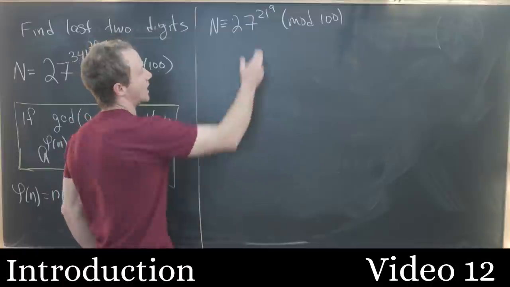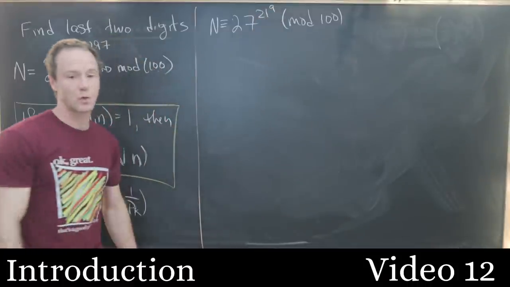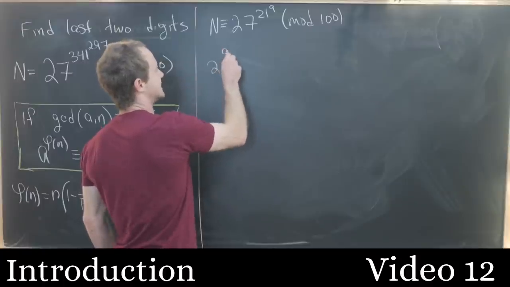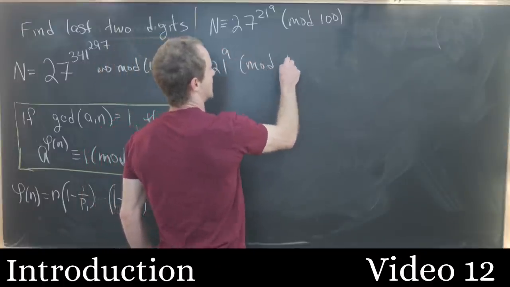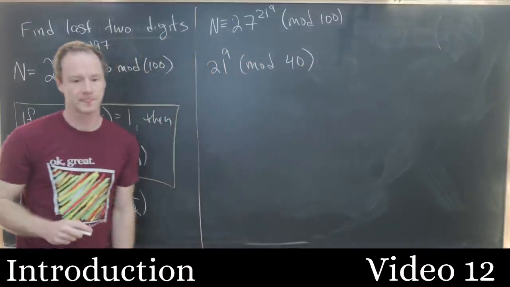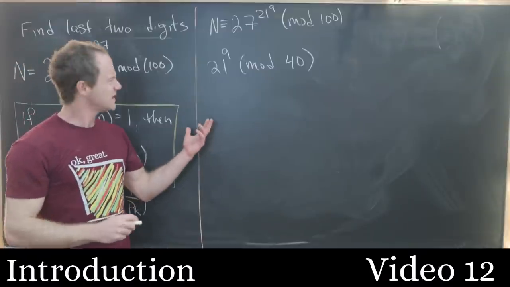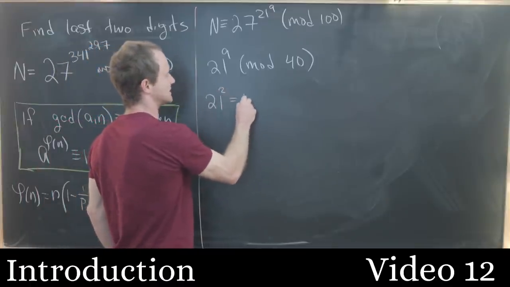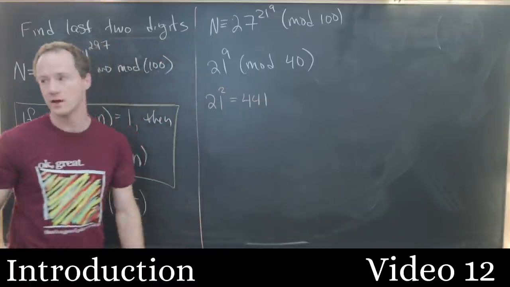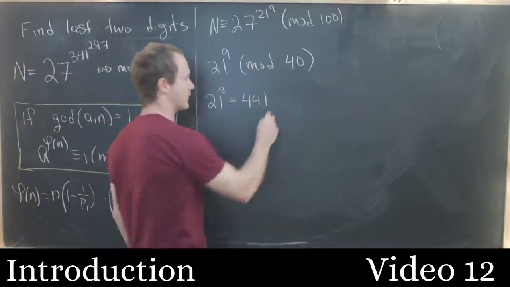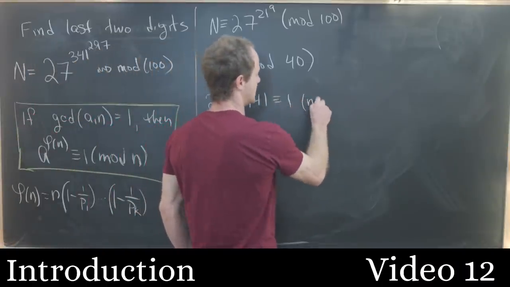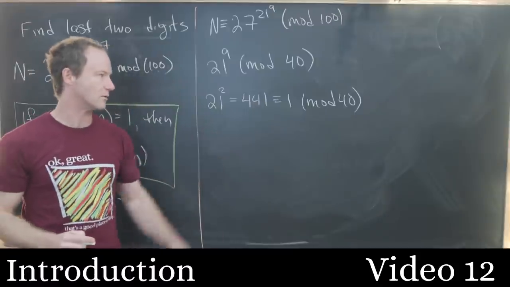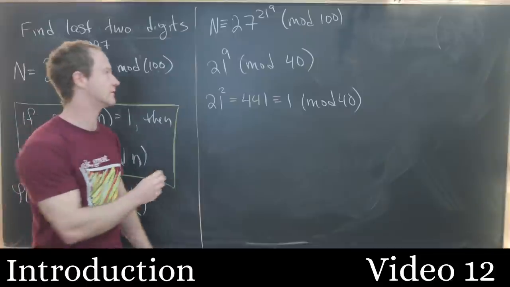Now let's work on this bit right here, this 21 to the 9. So we need to calculate 21 to the 9 mod 40. Maybe the best way to do this is to notice that 21 squared is equal to 441. But if you reduce that mod 40, you get this. This is 1 modulo 40. That's pretty easy because this is one more than a pretty obvious multiple of 40.